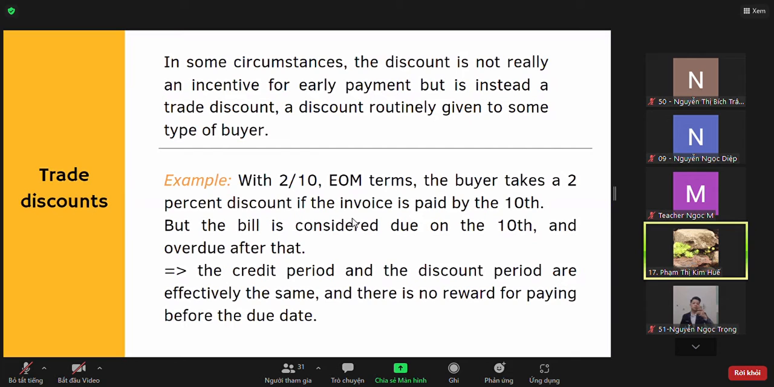Trade discount. In some circumstances, the discount is not really an incentive for early payment, but instead a trade discount, a discount given to some type of buyer. For example, with 2/10 EOM terms, the buyer takes a 2% discount if the invoice is paid by the 10th, but the bill is considered due on the 10th and overdue after that. Thus, the credit period and the discount period are typically the same, and there is no reward for paying before the due date.